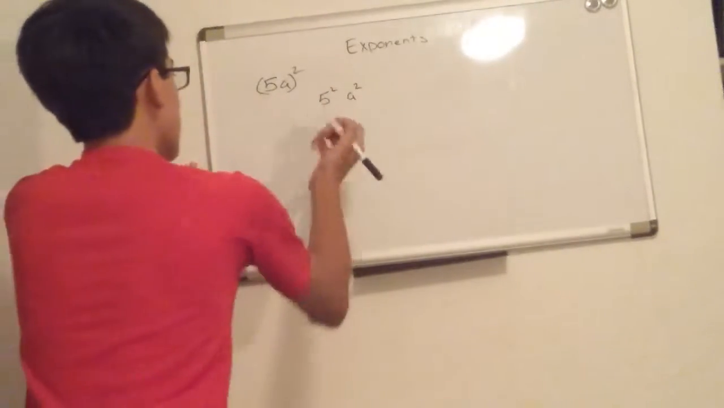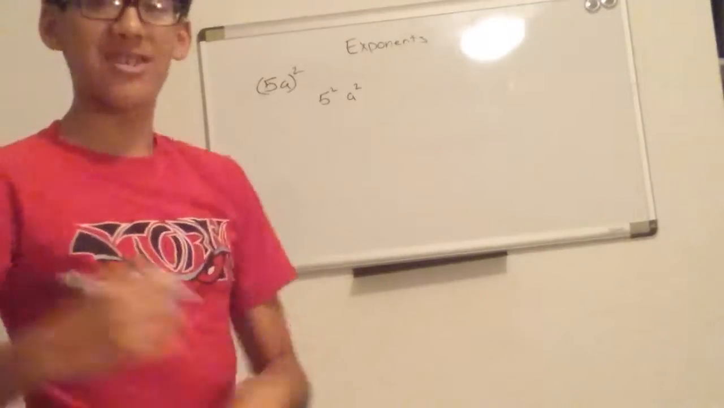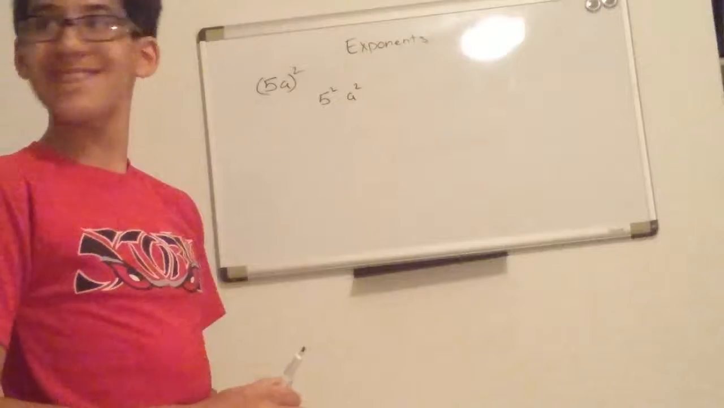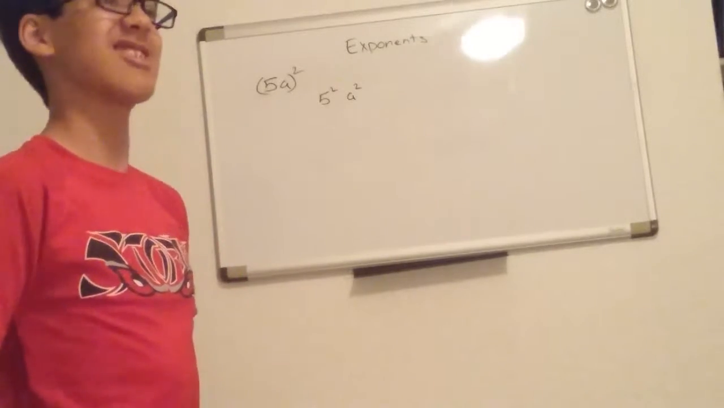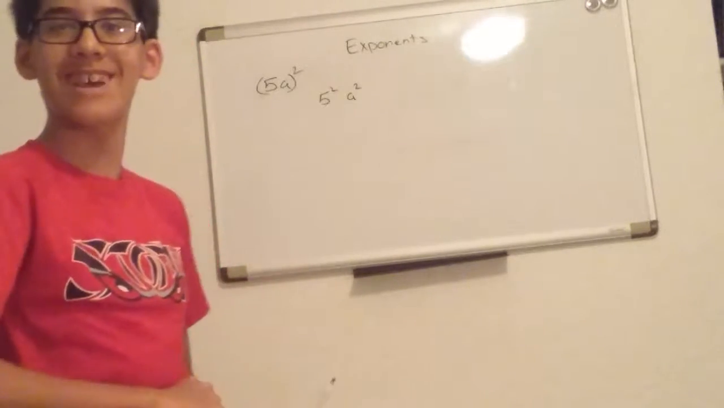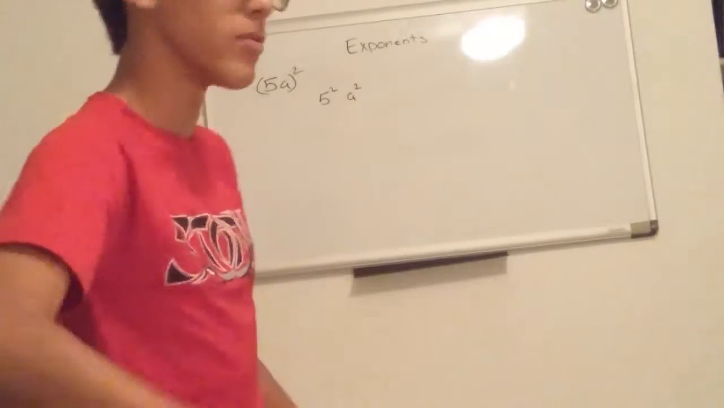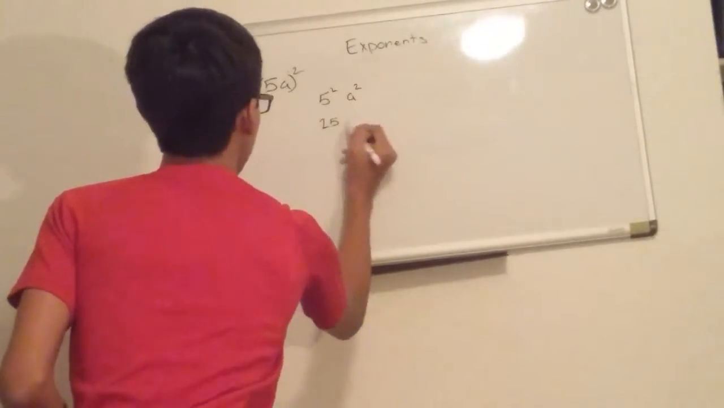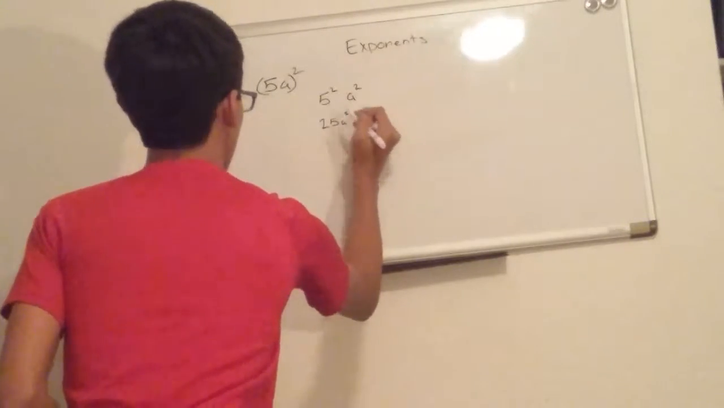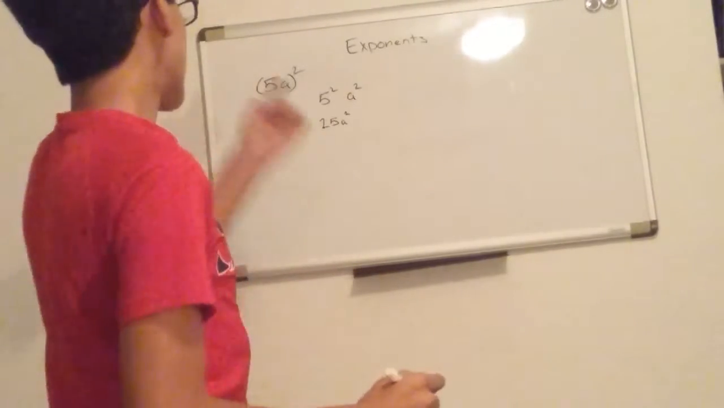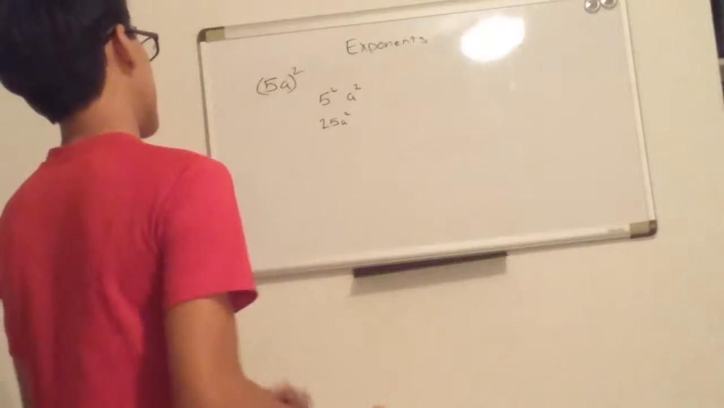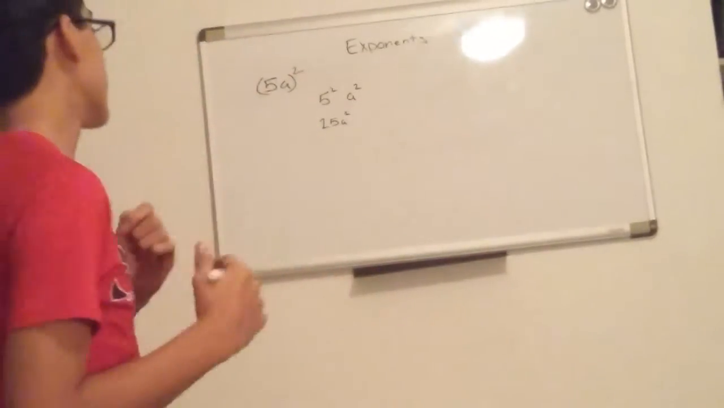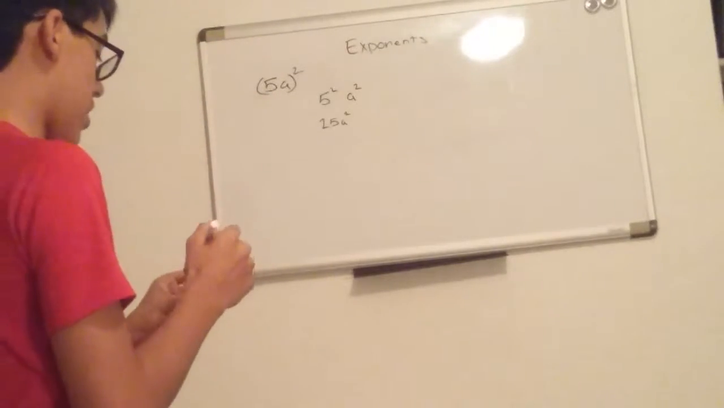So clearly, a doesn't have a certain value. A can be anything. A can be 1, a can be 3, a can be 6, a can be 665. I thought I was going to say 666, you little devils. So it would be 25a squared, since 25 equals 5 squared, which has a certain value. So that's how you would do that problem.